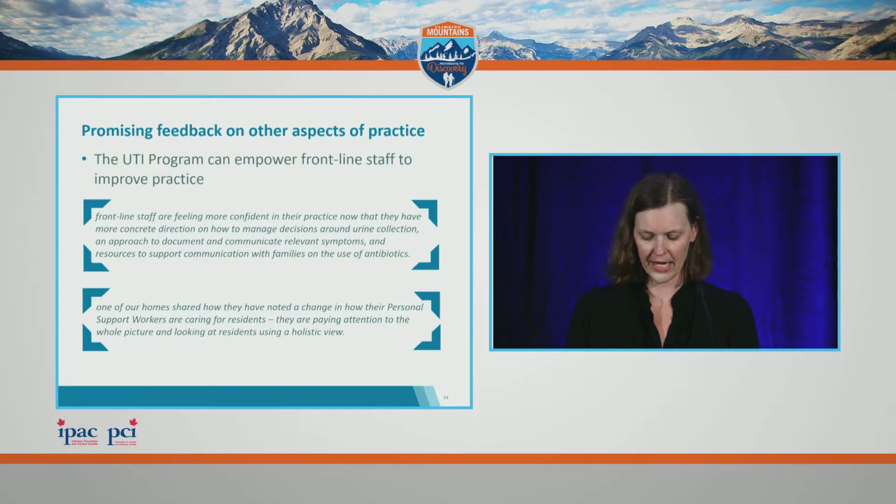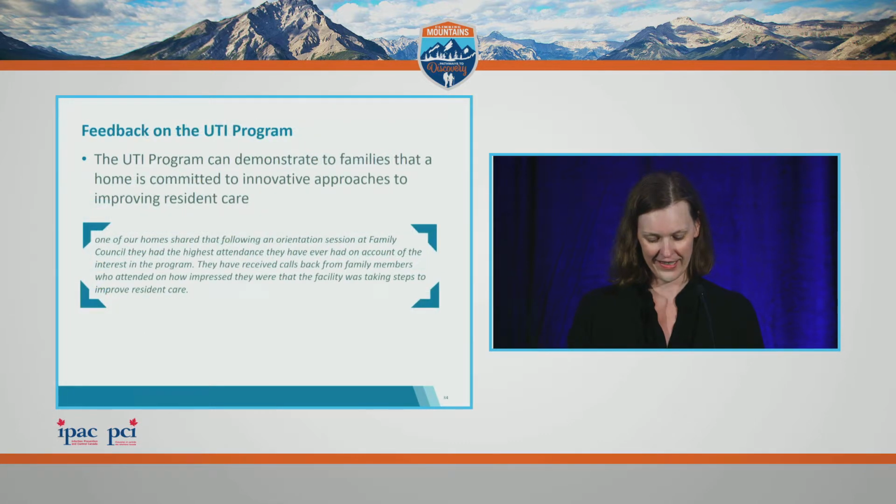We had some promising feedback on aspects of practice from a qualitative point of view. We heard about how the program empowered frontline staff to improve practice, and that program strategies led to a very holistic view of care of residents, and people were thrilled by that. We also learned about how families were impressed with the program and took an interest in what it was all about. One of our homes shared that following the orientation session at Family Council, they had the highest attendance they'd ever received on account of interest in this program. So this qualitative feedback confirmed to us how important this program and this issue really was.